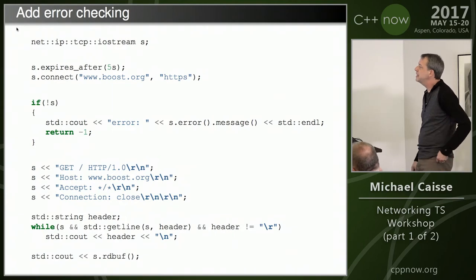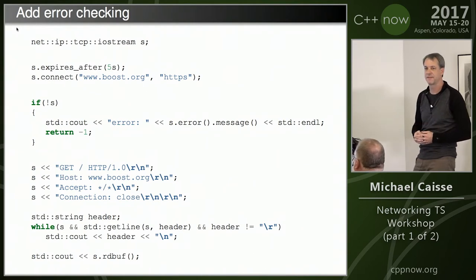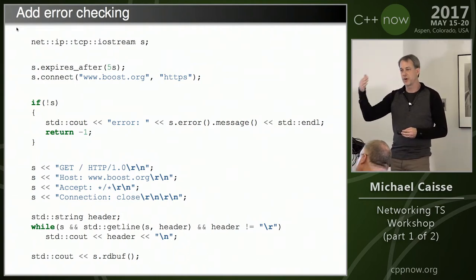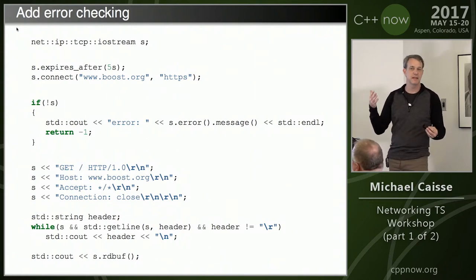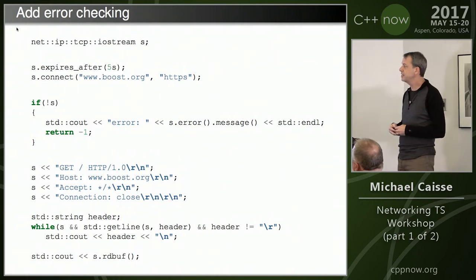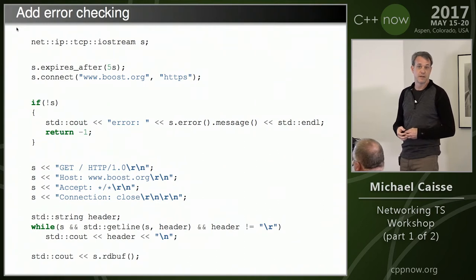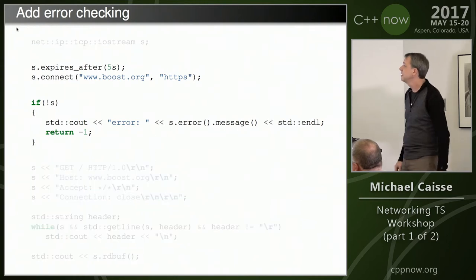So we can actually add in a few things with the stream. First of all, you'll see that we've got an expires after 5 seconds. So we can set up for the stream that actions that are occurring have some expiration for the timeout. That gets us a little bit. And then we can treat the stream just like any other stream. We can test S, the stream, to see if it returns false. If it returns false, then we can ask for what is the error. So there's a little bit of functionality that can get us some things.